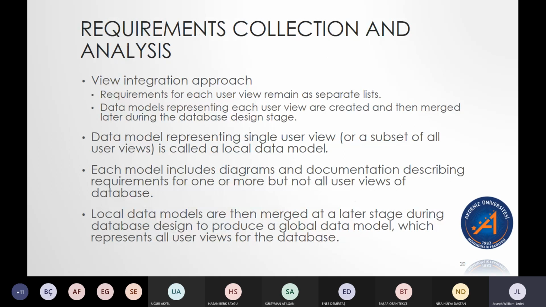The view integration approach is we take each set of requirements, right, and we keep them separate. We create a data model to design each set of requirements, and then we merge the designs themselves into an overall design. So visually that would look like this.